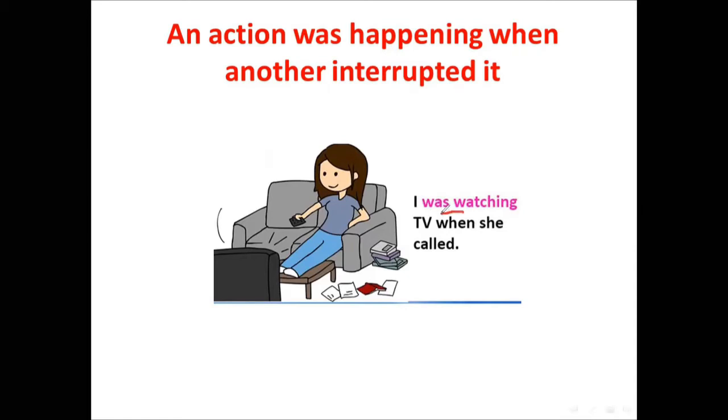Now, when here indicates that a short action interrupts a long action. Now, was watching is the long action and called is the short action. Second, when is always followed by a verb in the simple past and preceded by was plus verb ing, or were plus verb ing. Okay, now this is a grammatical rule and the meaning is that a short action interrupts a long action in the past. Now this is the second use of the past continuous.